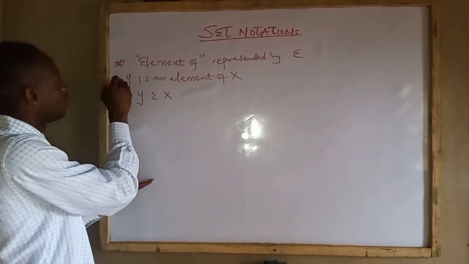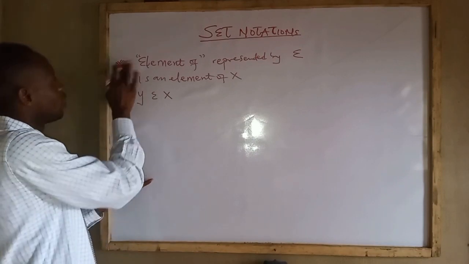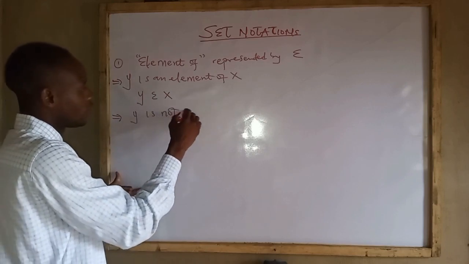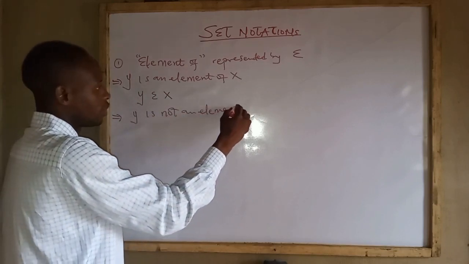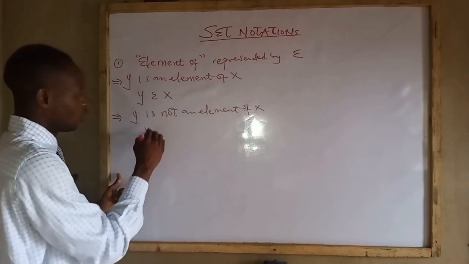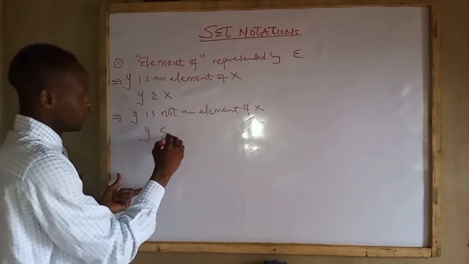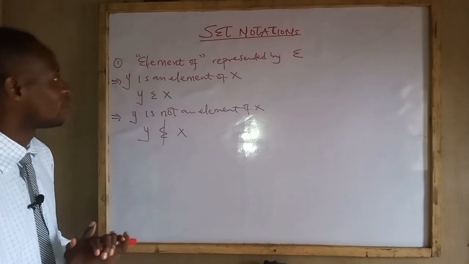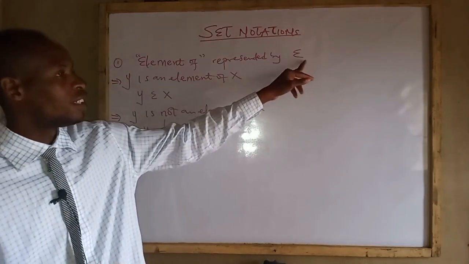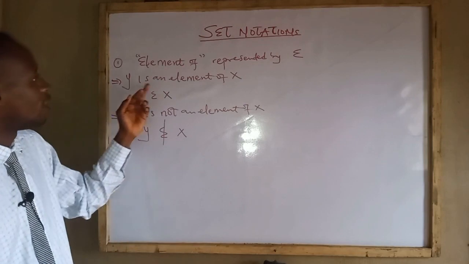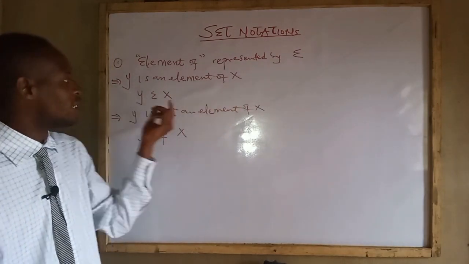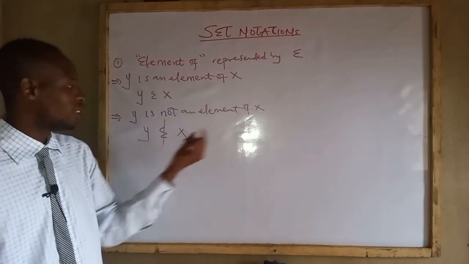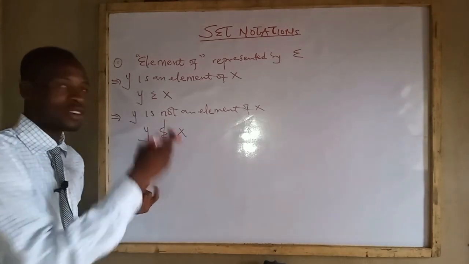Let me call this note 1. If I also say y is not an element of x, that can also be represented by this, but with a slash across the notation. Is this clear? Element of is represented by this sign. So if I say y is an element of x, how do I represent this mathematically? It can be represented by this. If I say y is not an element of x, it can be represented by what? By this, with a slash across the notation.